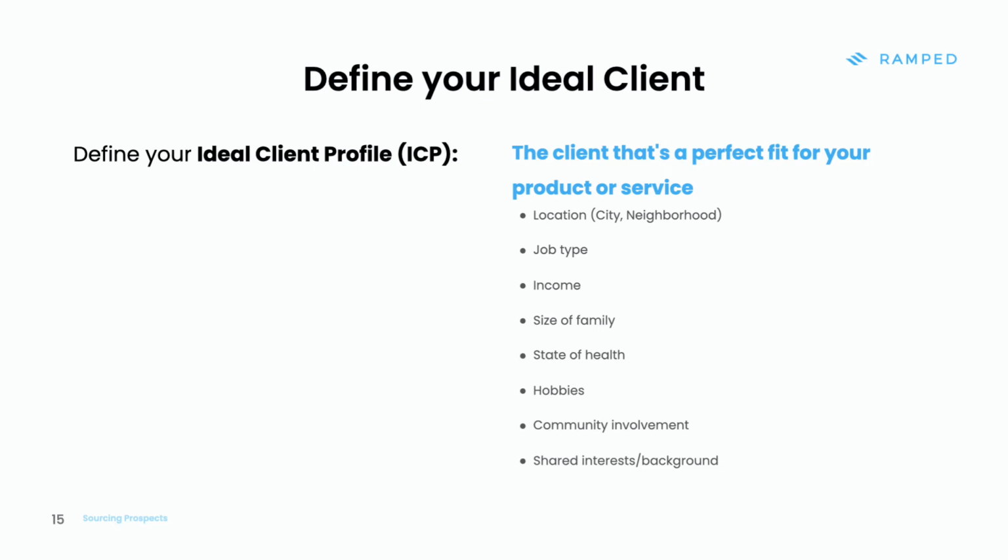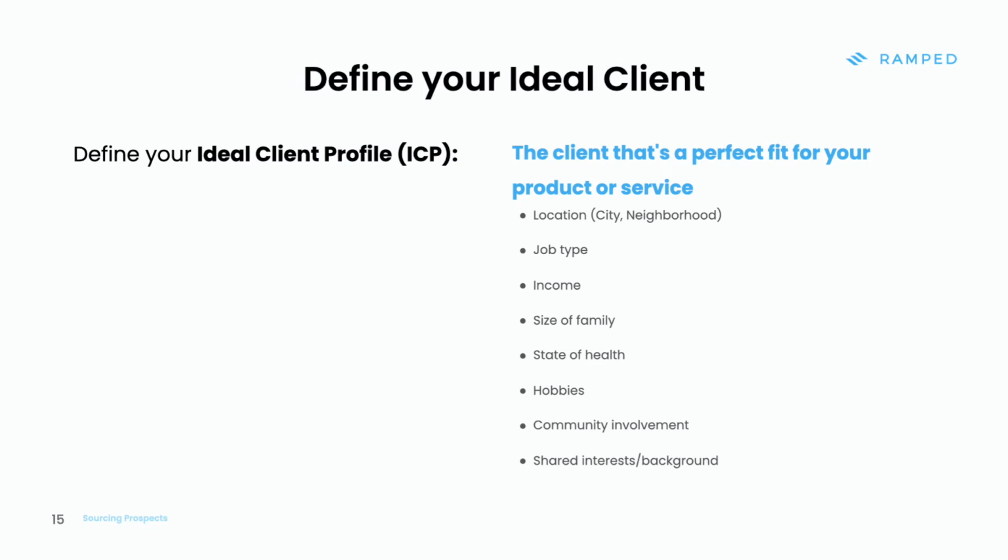Your ICP is a set of attributes that outlines the type of prospect that has the highest propensity to buy your good or service. In any given state, there could be tens of thousands of people who could buy your product, but not everyone will be a good fit for your product. And creating an ICP is an easy way to narrow down your prospects.